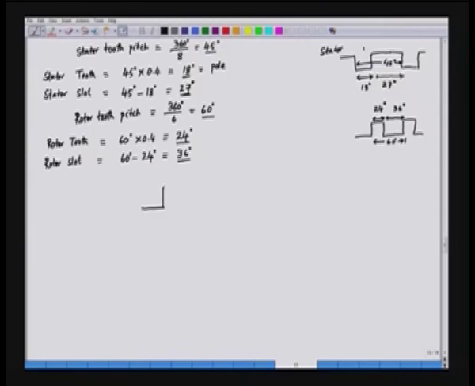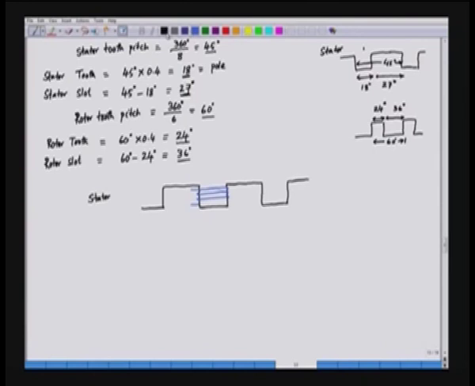So, we have the stator, and the stator slot is 27, and then the tooth is 24. Again we have the slot and then the tooth. So, this is the stator. We are concentrating on one phase. We have the windings here. We are interested to find out the inductance of this winding.